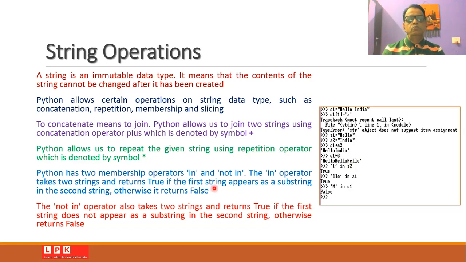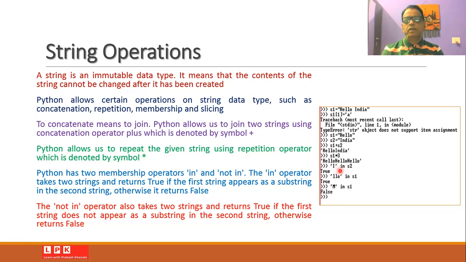Python has two membership operators, in and not in. The in operator takes two strings and will return true if the first string appears as a substring in the second string. Otherwise, it will return a false value. That is, whenever you want to check whether a substring is present in a string or not, you can make use of the operators in and not in.